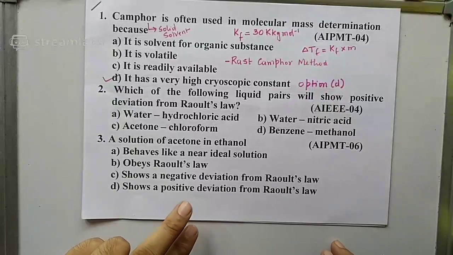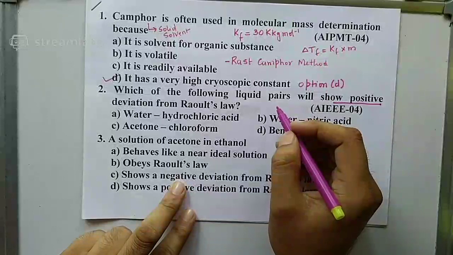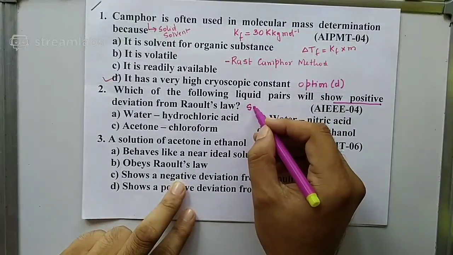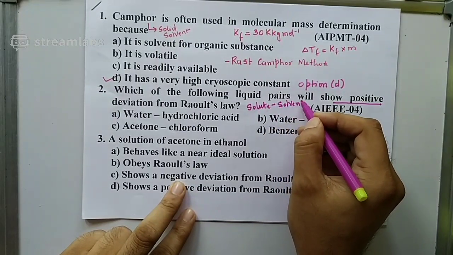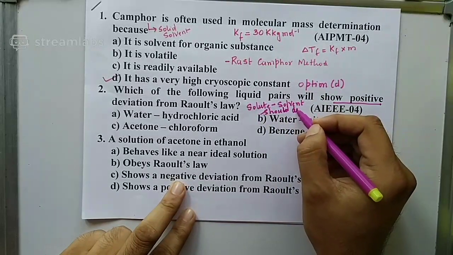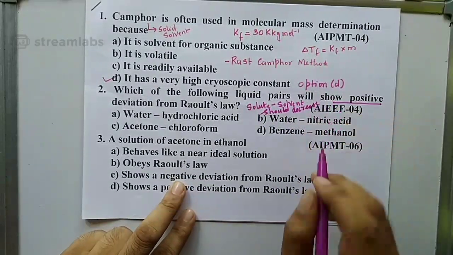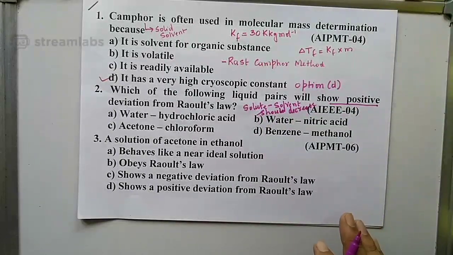Which of the following liquid phases will show positive deviation? If positive deviation should happen, solute-solvent interaction should decrease. Means the previously existing interaction between solvent molecules or solute molecules has to be decreased. So the new interaction, that is solute-solvent interaction, should be less than the previously existing intermolecular force of attraction.